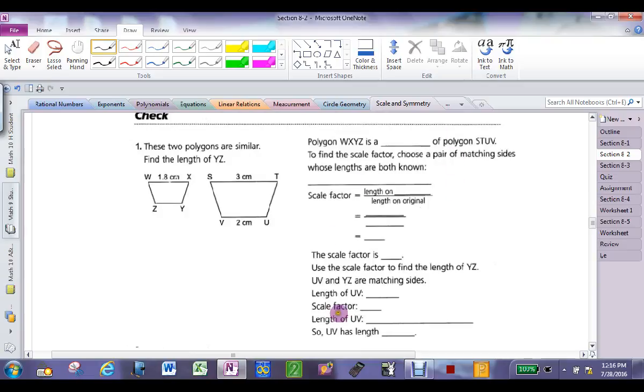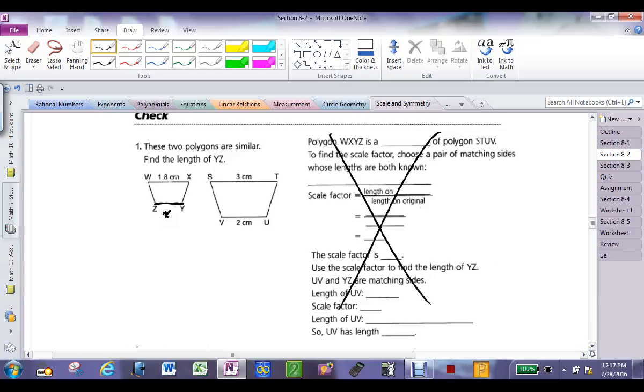See all this over here? This is not needed. Okay? You don't need this. You're smarter than that. You are going to find out the length of YZ right here, correct? So, what do I got to put there? X. Do I have to use X? No. I can use any letter.